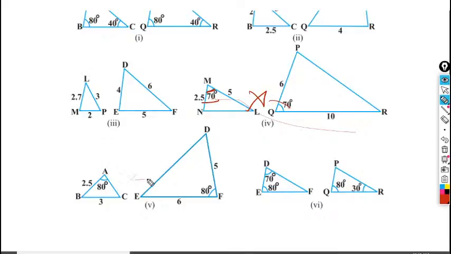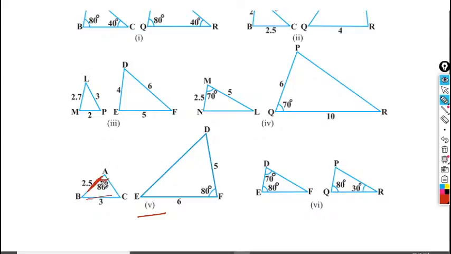Then we'll move to the IV. This one is here, IV. Here also you can see one angle is there, one side. Our criterion is angle and two sides included in between. But here you can see one of the angles is given, one adjacent side is given, the other side is not the adjacent one, but we need that.